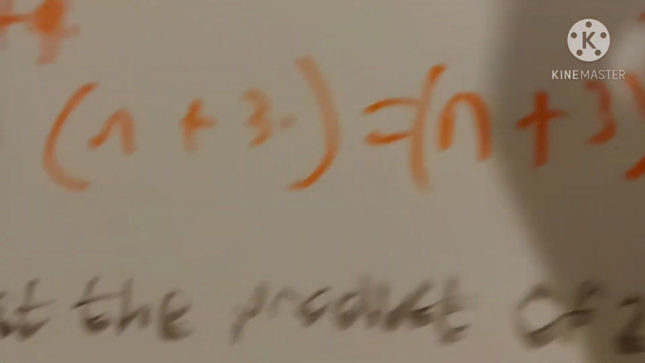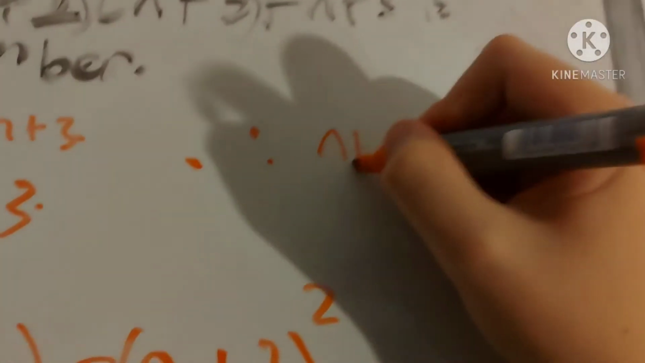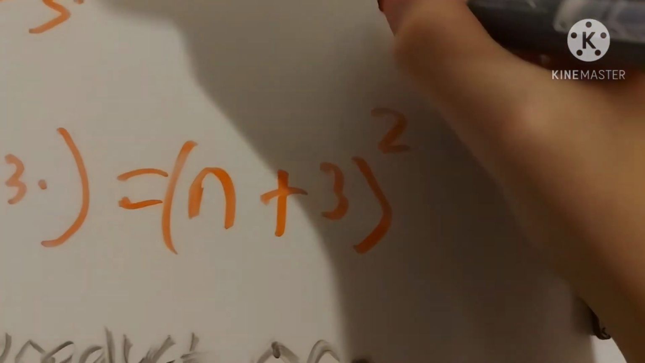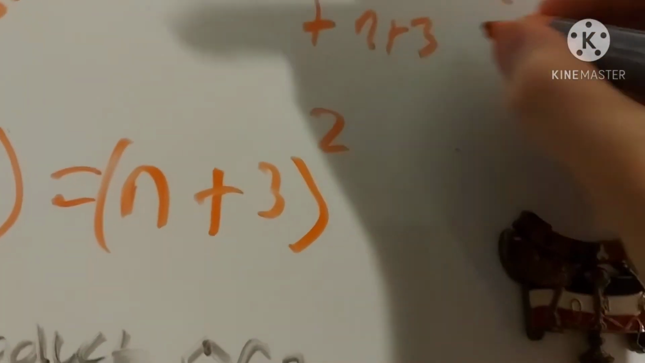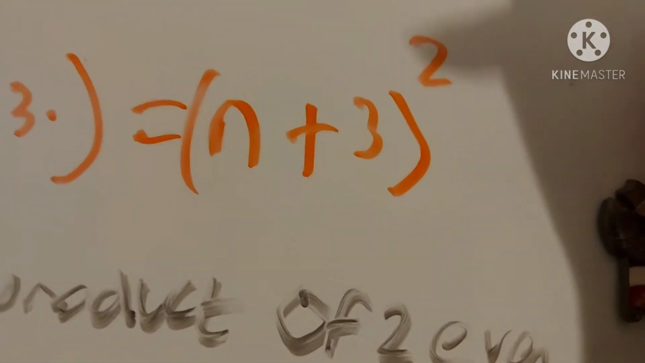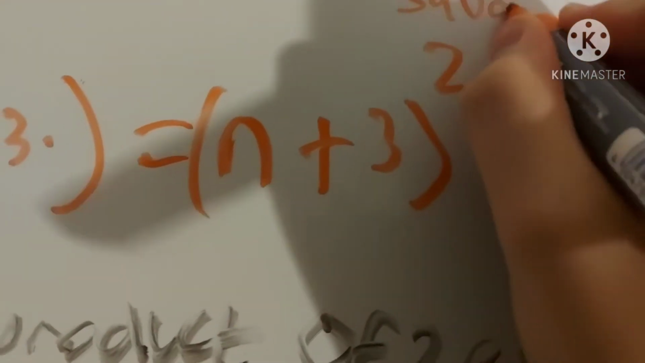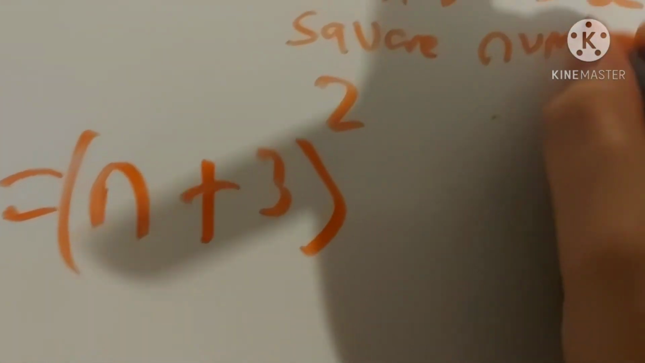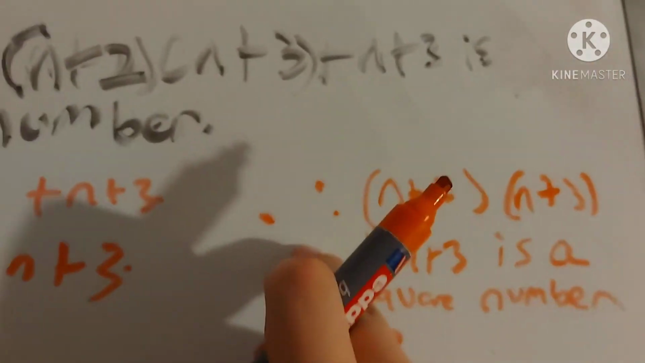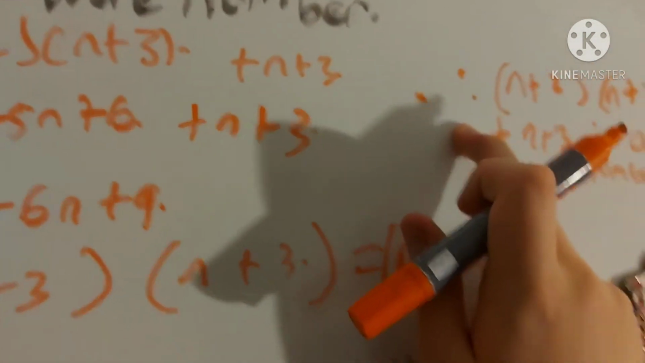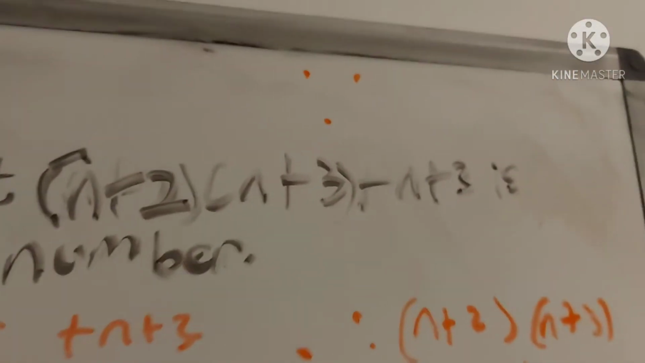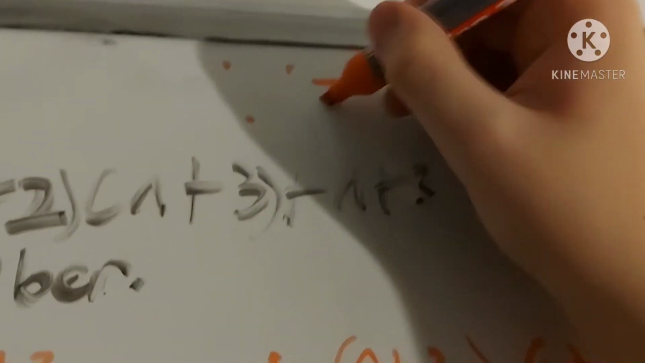Therefore, n plus 2, n plus 3, plus n plus 3 is a square number. I've never seen that symbol before, that just means therefore. The 3 dots, if you write it like that, then this just means because.